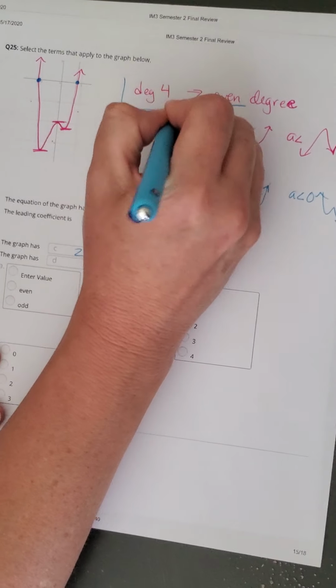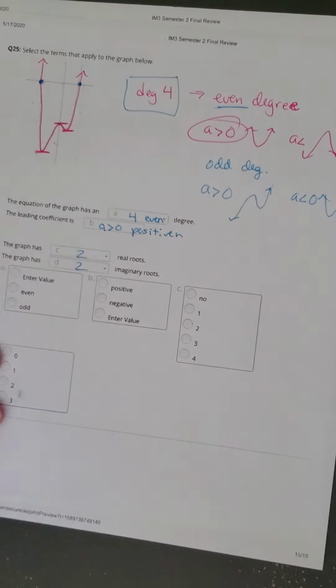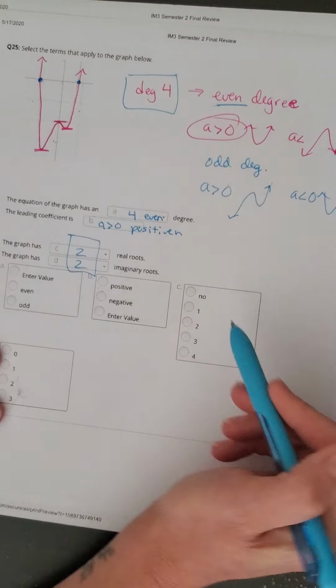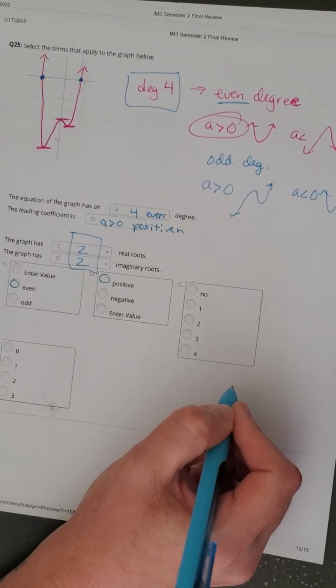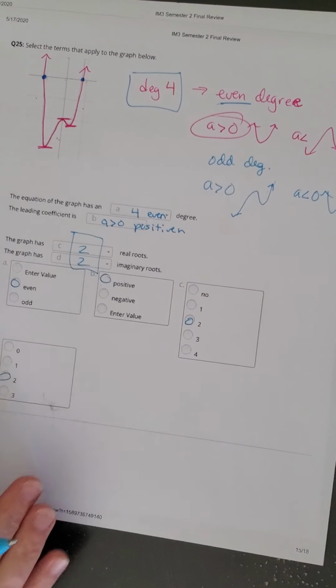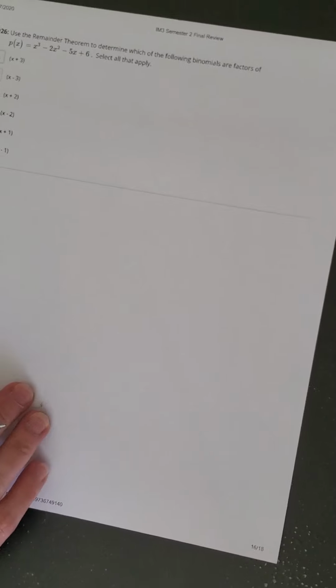And it has to have 4 roots total. So if it has 2 that are real, the other 2 must be imaginary. So these have to add to the degree, which is 4. So you can see it says even, positive, 2, and 2. All right, moving along. Question number 26. Oh, I think this is the last one.